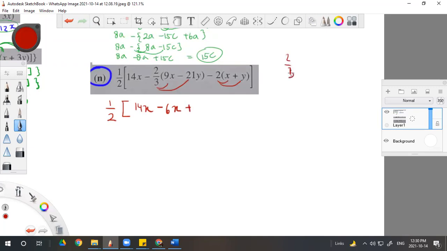2/3 times 21, 14y. Times 21, so it becomes 7, so 14y. Then this one is also minus 2x minus 2y. See, everything is not fraction anymore. So, select the like terms.